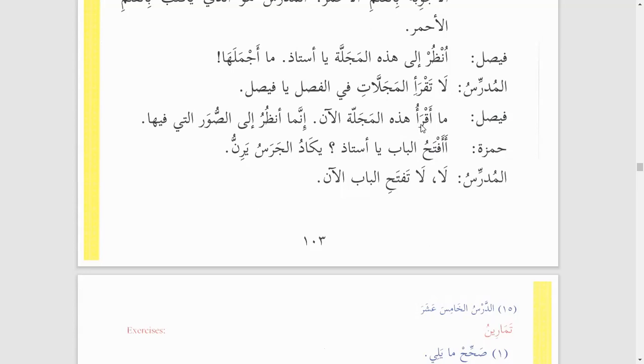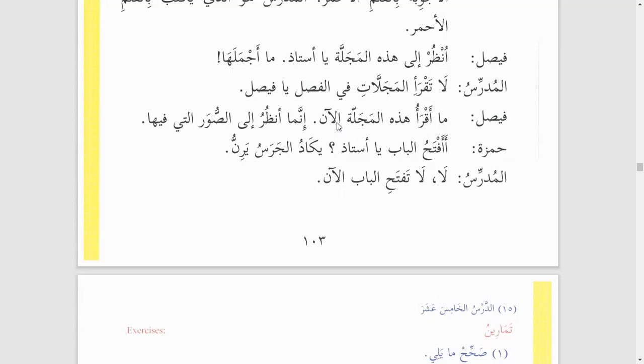Yes, sister, whenever we use aqra'u, naqra'u, whenever we use the forms of the verb which are not number 1 and number 4, then the noun after that will always be mansoob. So it will be ma aqra'u hadhihi al-majallata al-ana. I am not reading the magazine now. Right. So al-ana and ma aqra'u make it easier for us, since ma aqra'u means now. And al-ana confirms that it is used for the current situation, I am not reading now.